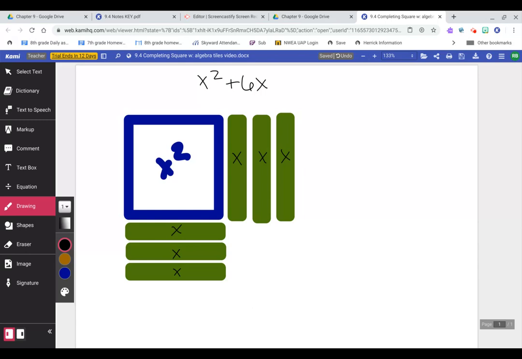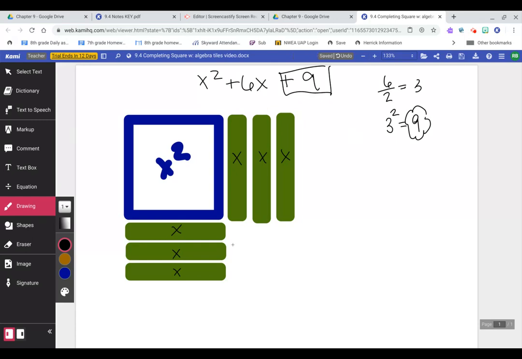Okay, this still is not a square. I need to complete it. Well, what I showed you on your notes is you would take the b coefficient, so that's 6 divided by 2, you end up with 3, and then you square 3 to get 9, which means I need to add 9 to this expression in order to complete the square.